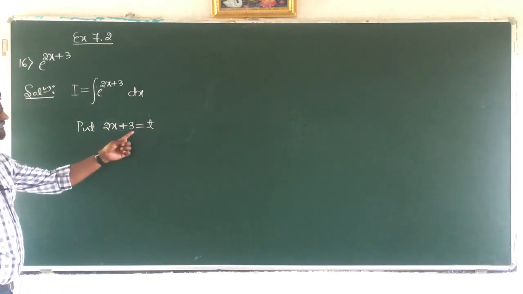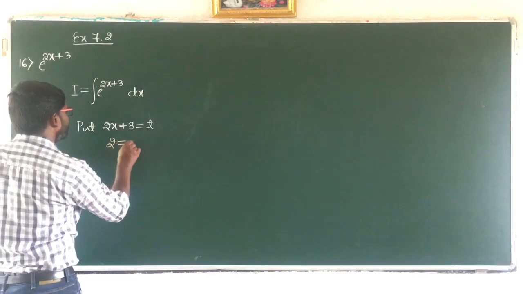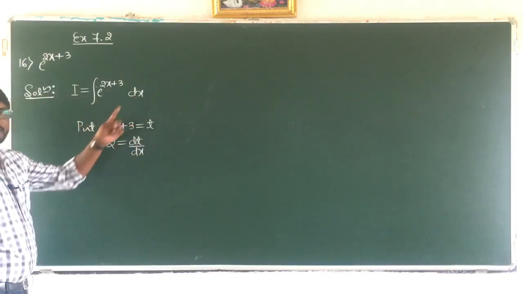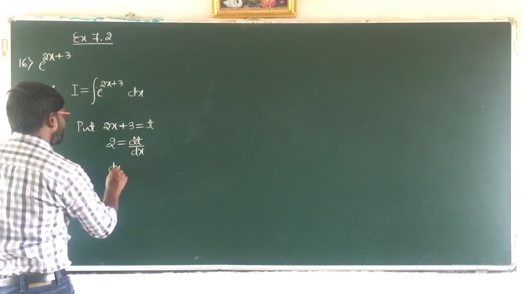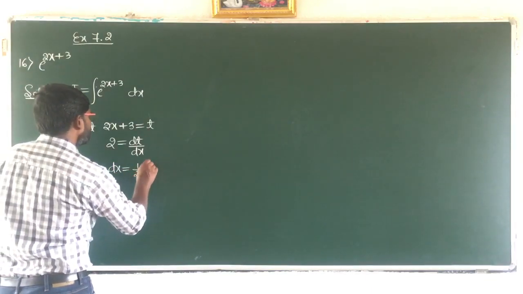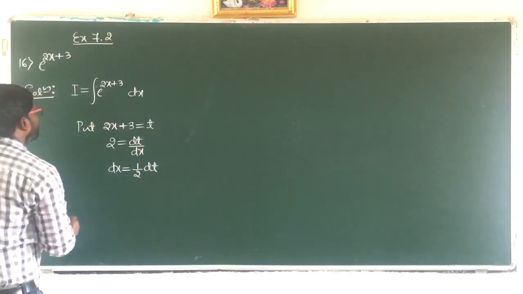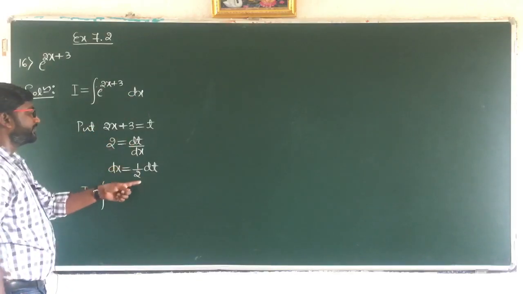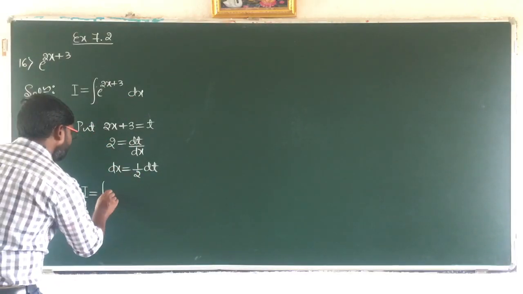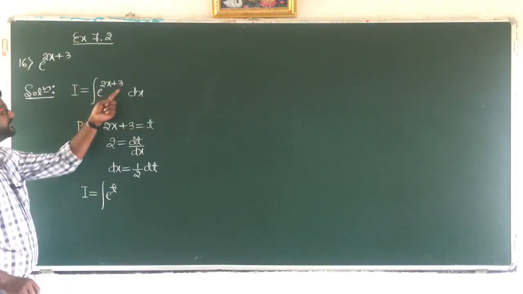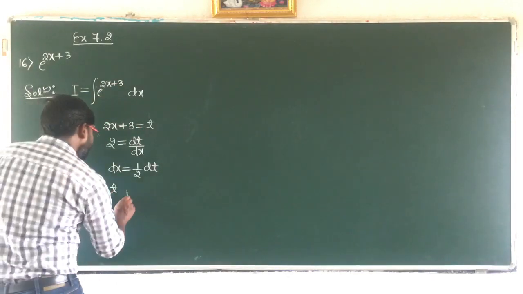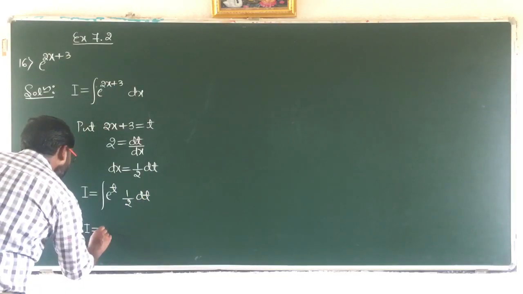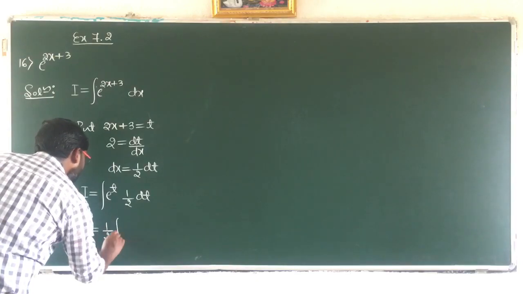Now differentiation of this will be 2, which is equal to dt by dx, but we need only dx. So take dx to the LHS and 2 to the RHS, it becomes 1 by 2 dt. So here I, which is equal to the integral, dx will be 1 by 2 times dt. So e raised to t, since 2x plus 3 is t, e to the power t into 1 by 2 dt.